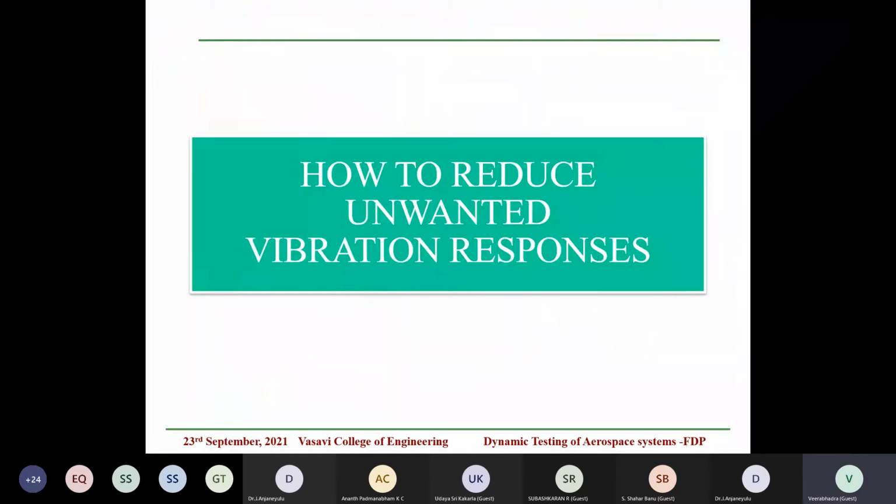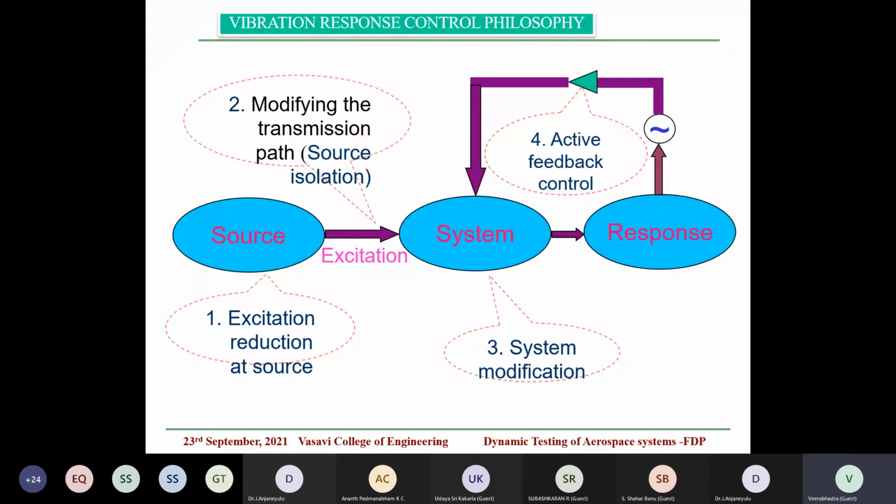Having seen the vibration environments and how to simulate them, most of the time we feel the vibration response may be more in the actual flight condition. So let us see how to reduce unwanted vibration response. The philosophy that we follow, what we call the vibration response control philosophy, is like this. We have a basic source to system, that is, excitation is given by the source. The system is manifesting, it may amplify or decrease, and you are getting a response.